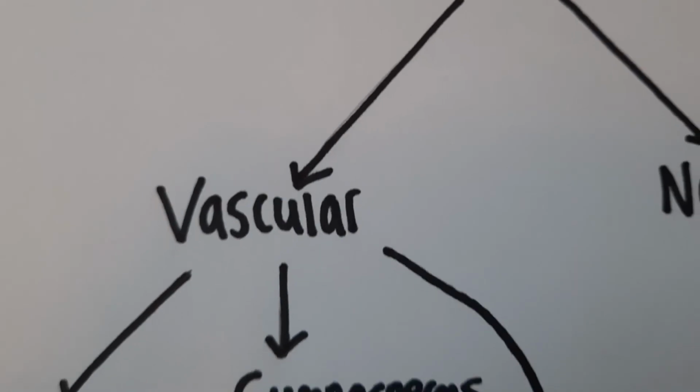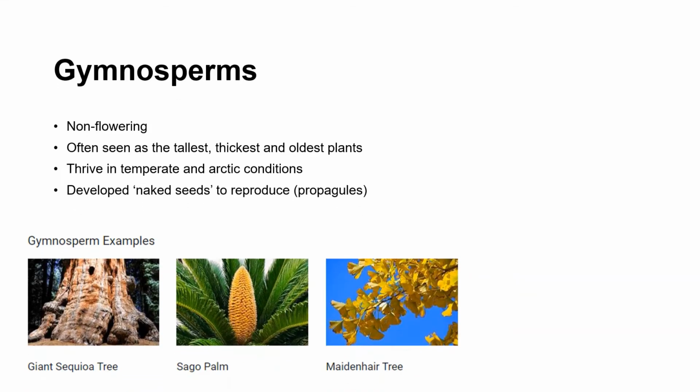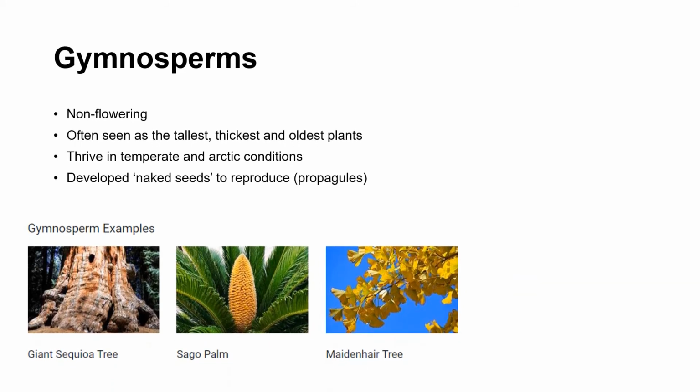The second phylum of vascular plants we are going to discuss is Gymnosperms. Compared with other plant phyla, this phylum includes some of the tallest, thickest and oldest living plants. They are widely distributed in the planet, but dominate the temperate and Arctic regions. Also, they are a good source of wood and paper.